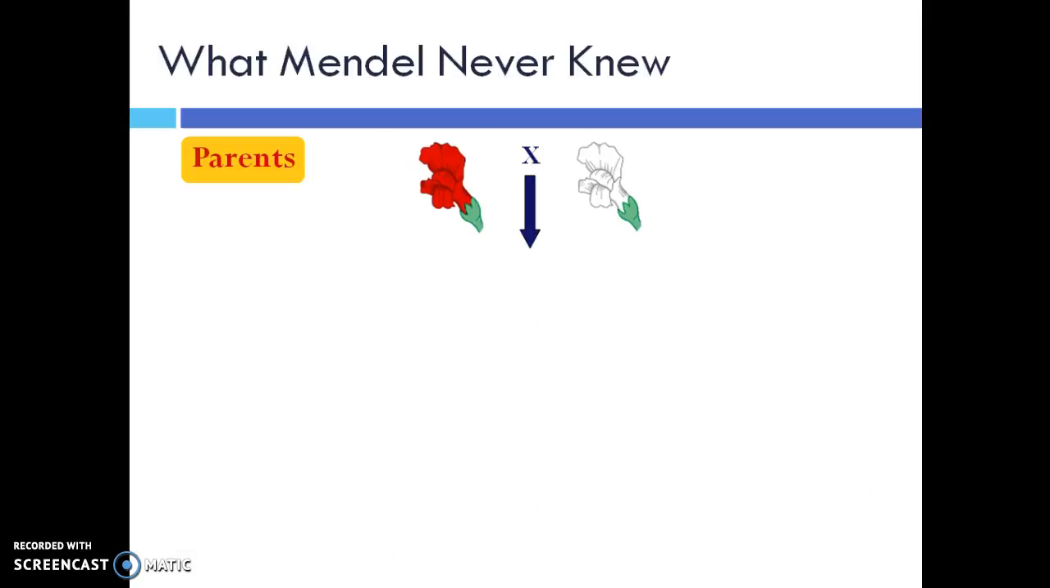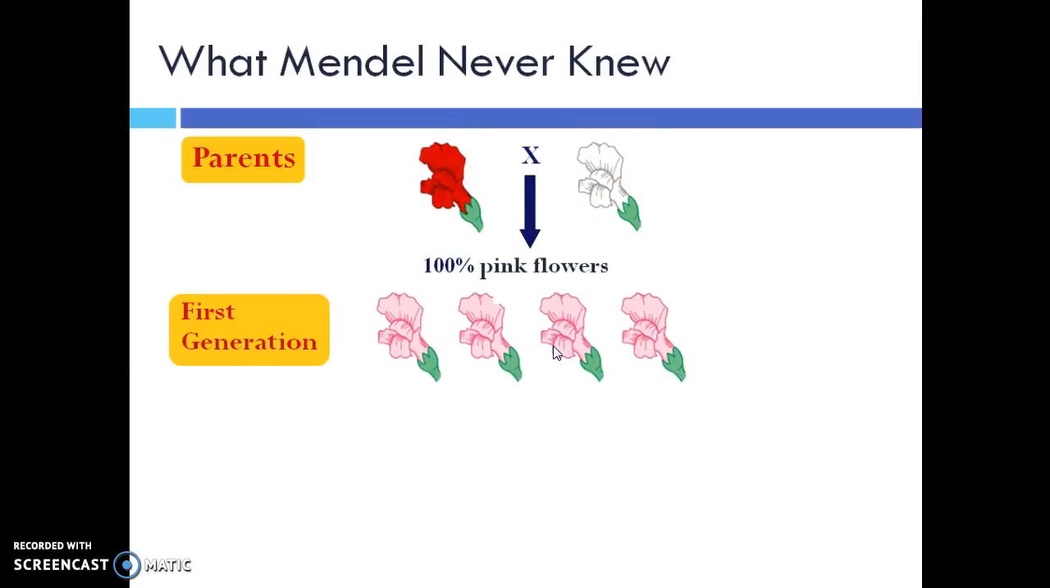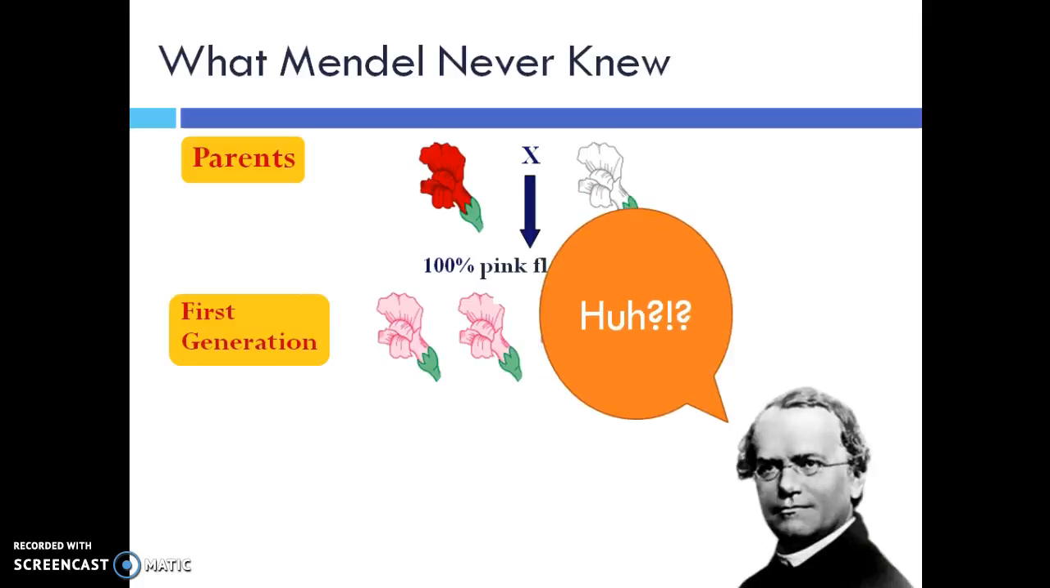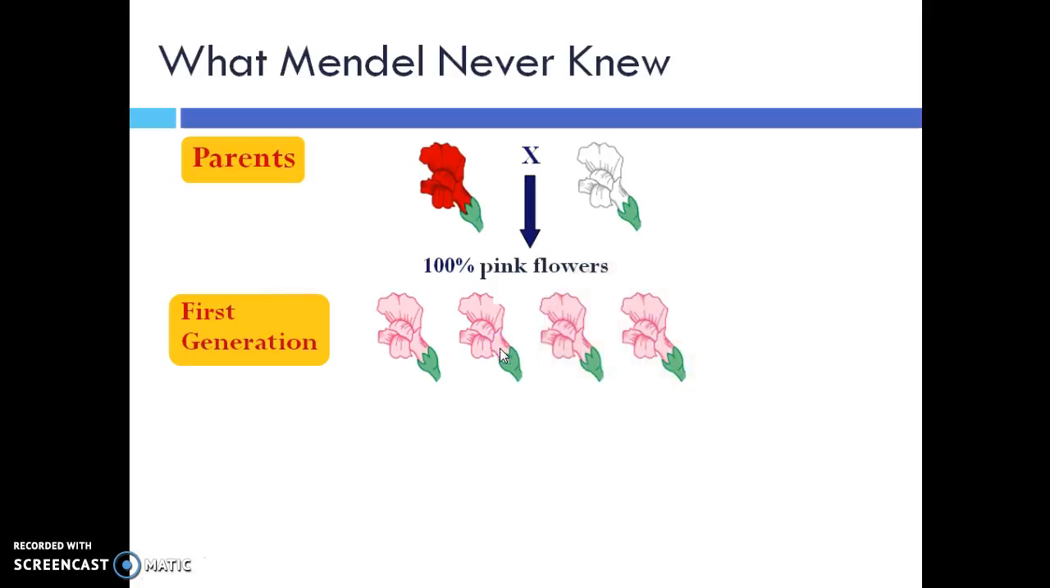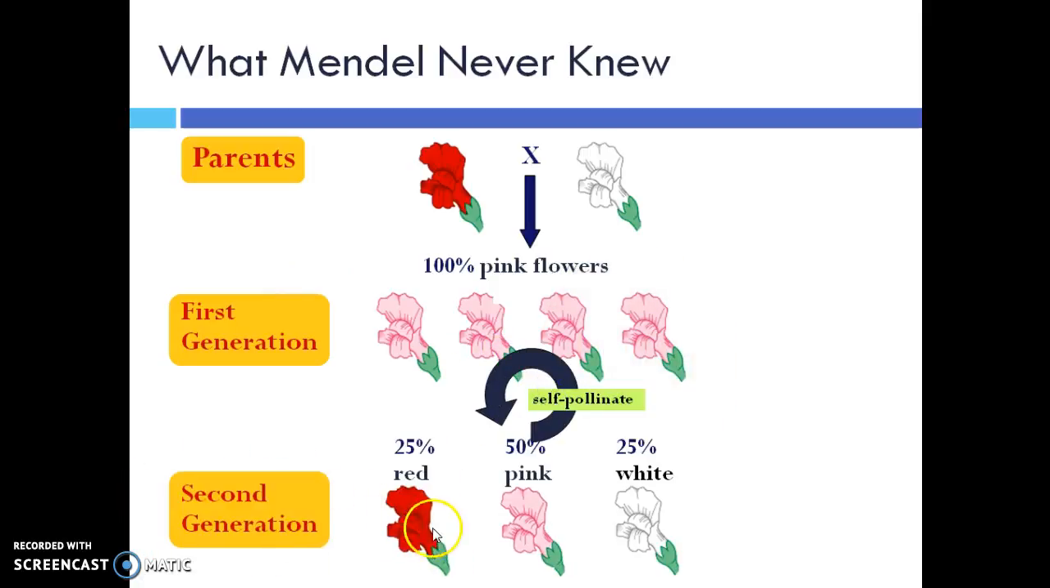Let's take a look at what really happens with these particular types of flowers. When we cross a red flower with a white flower, we actually get 100% pink flowers. This is a little weird if we're following Mendel's rules, because we would assume that those flowers should be red. If we were to self-pollinate these pink flowers, we would notice that 25% of the second generation would be red, 50% would be pink, and 25% would be white. Again, this doesn't really match with what we've learned so far.